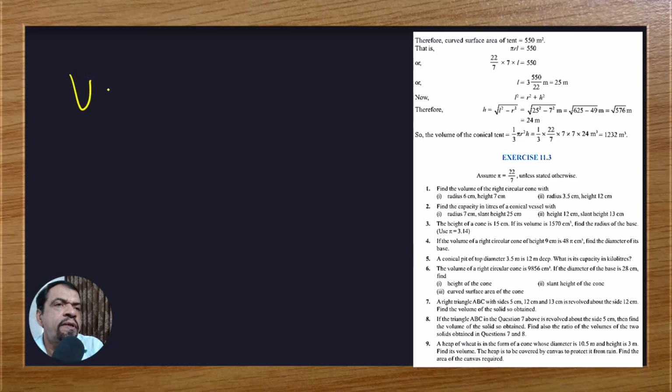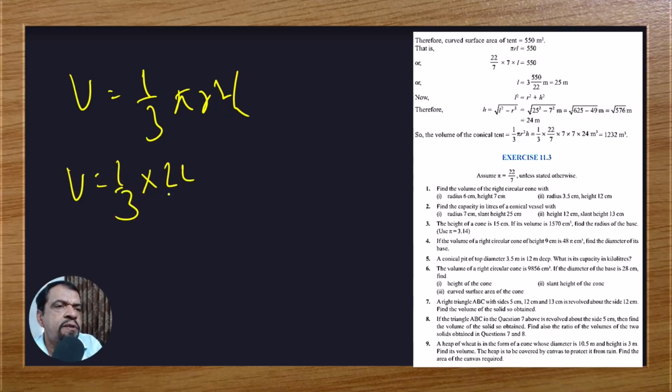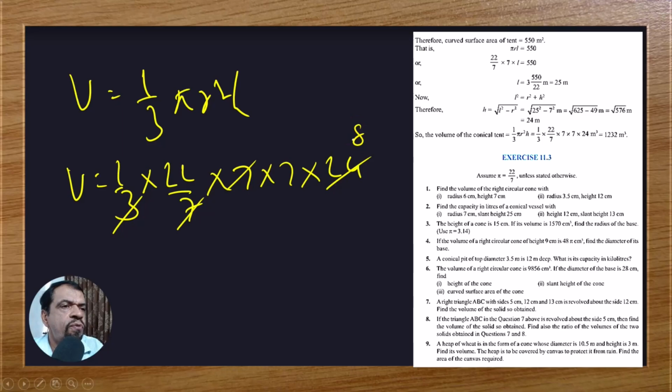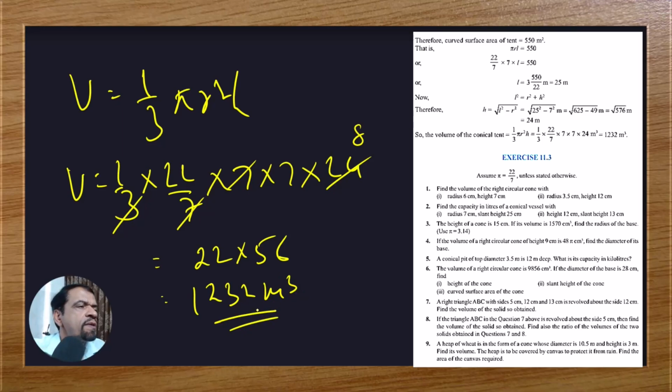Now let us calculate the volume. 1/3 pi r square h. 1/3 pi is 22 by 7. Radius 7, so 7 into 7, and height we calculated 24. 7 cancel. 3 8s are 24. So it is coming 22 into 56. 1232 meter cube. This is the volume.